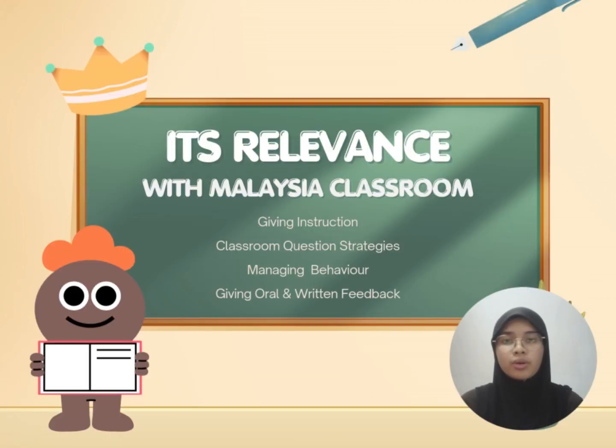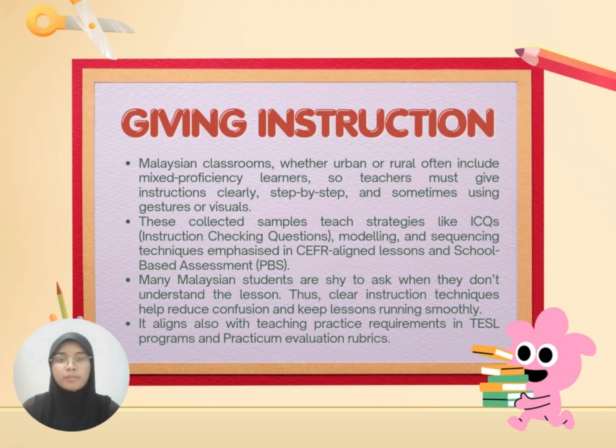Next, we move on to how all the samples that touch on each of the elements we have listened to, which are giving instruction, classroom questioning strategies, managing behavior, and giving oral and written feedback, are relevant to the Malaysian classroom. First we have the giving instruction element. In a Malaysian classroom, whether urban or rural, there is often a mixed proficiency of learners. So the teacher's job is to give instruction clearly, step by step, and sometimes using gestures or visuals, which is what all of the samples have talked about.